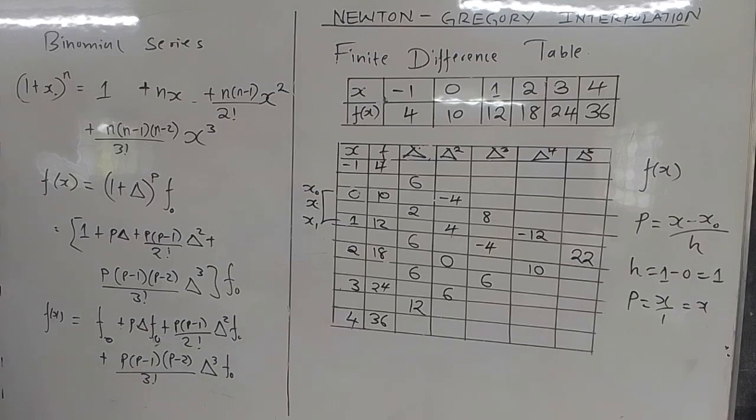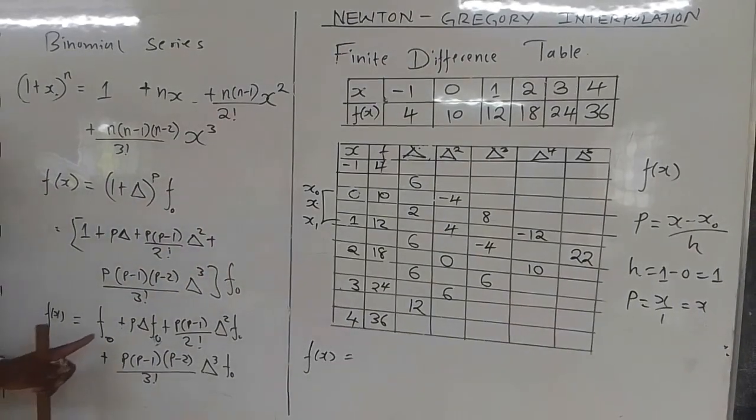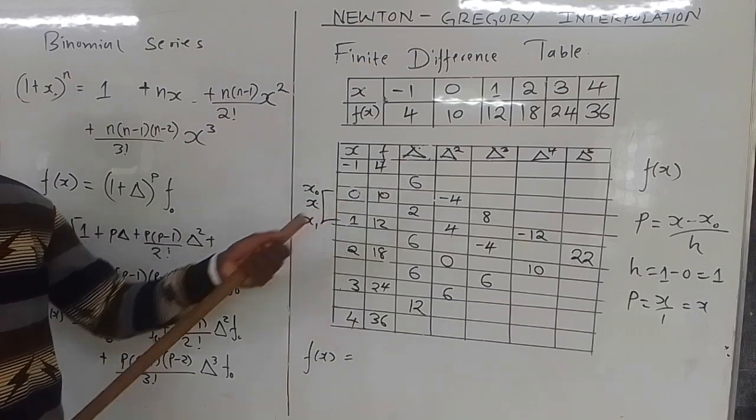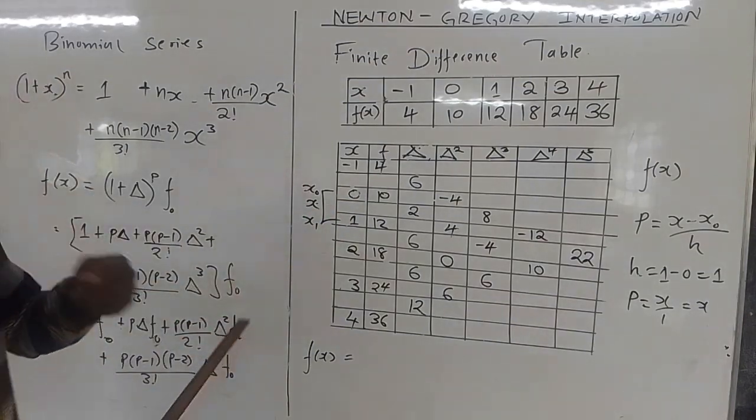Are you seeing that? Where there is p, you put x. So where there is p, if you put x, you will find f of x is equal to what? f naught. What is the f naught? It is the first one. Are we together? At what point were you evaluating it?